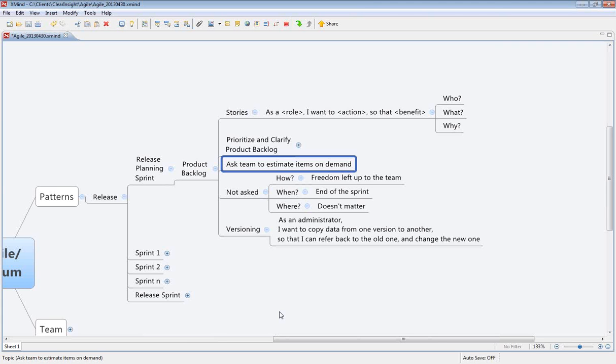And it's an important piece because if the team's not involved, then why would they ever commit to those estimates? It's not like they ever said they were involved. If they're involved, they're more committed.